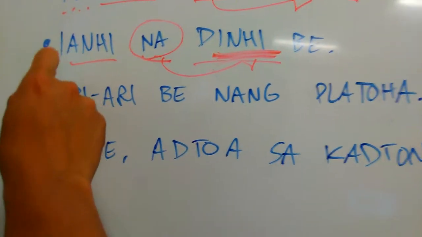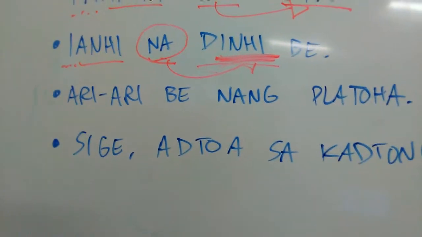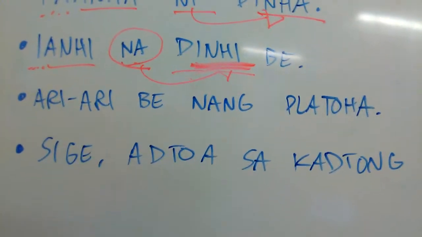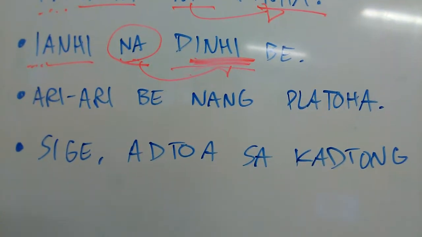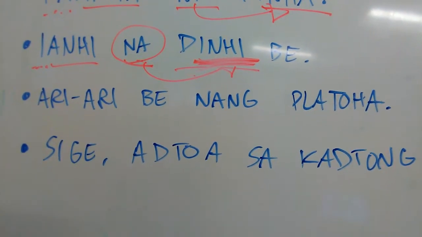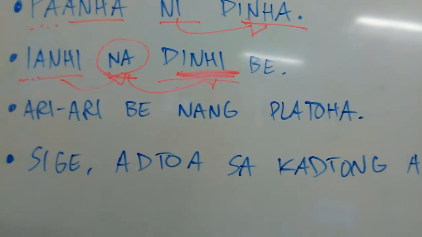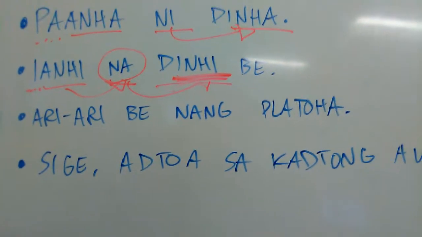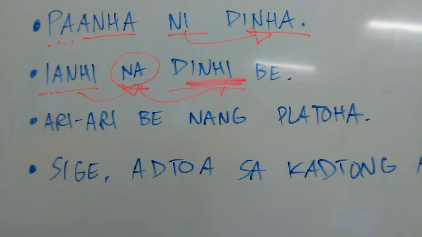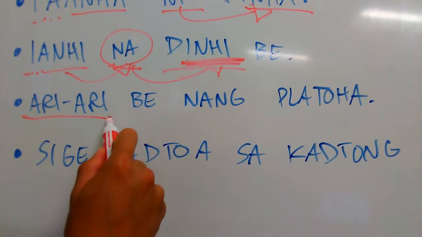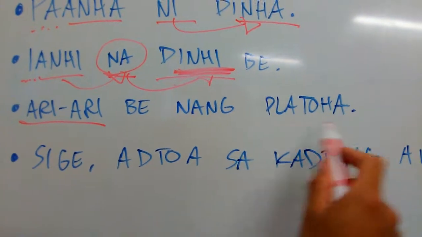And e again, that e shows us that it's an imperative. Okay, it's imperative in the object focus, right? Because this is our object. So the second to last sentence, the third sentence, ari ari. So ari ari, right? Ari ari bit ng plato ha.